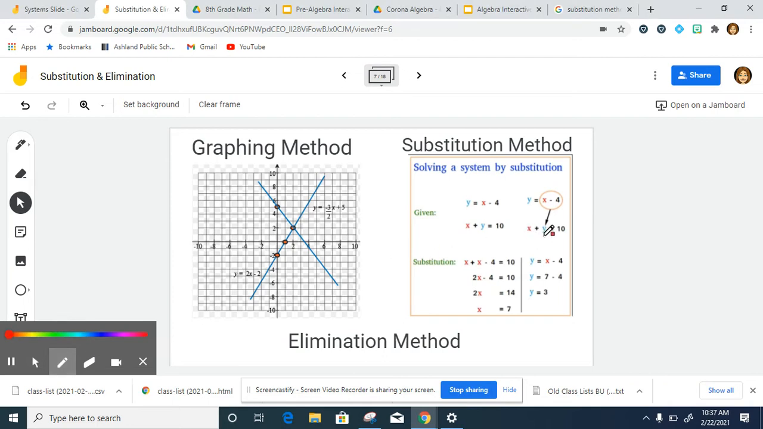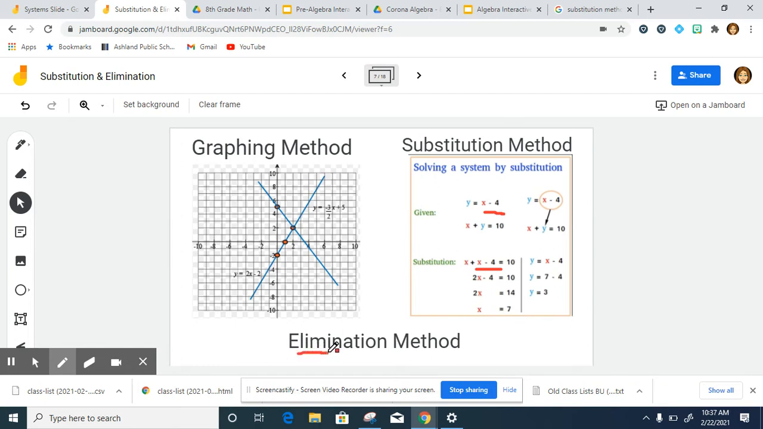Then we talked about substitution, where you solve one equation so that you get one variable by itself. That's our blob that we put into the other equation. So whenever we see y, we put x minus 4 in its place. So instead of writing x plus y, we write x plus (x minus 4) equals 10. And then we solve that to get our x. We plug back into the parentheses of a blob to get our y.